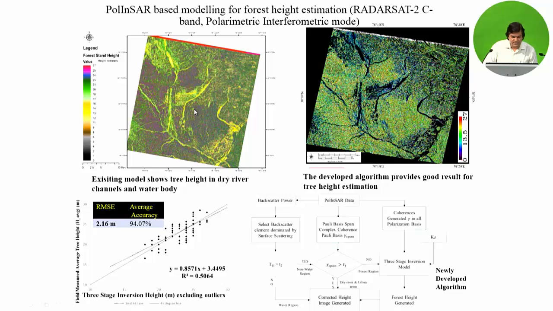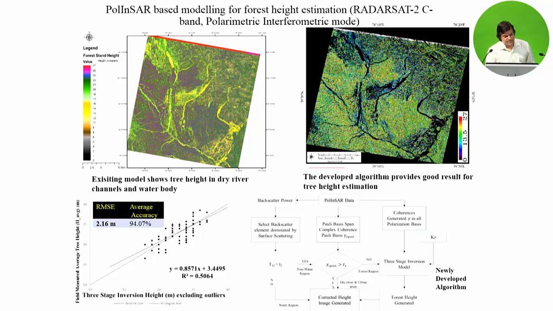From the conventional approach, here we can see that these linear features are the dry river channels, and in these dry river channels there are stones. Due to the presence of these stones we are getting scattering, and finally this provides error in the estimation, because this is the height map generated for the entire study area. In this height map we are getting high tree height for the dry river channels also.